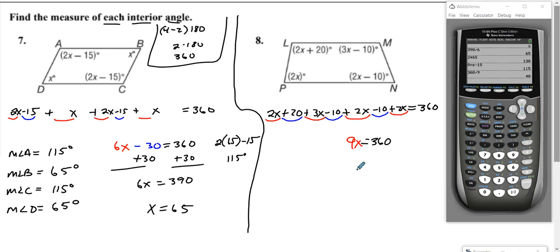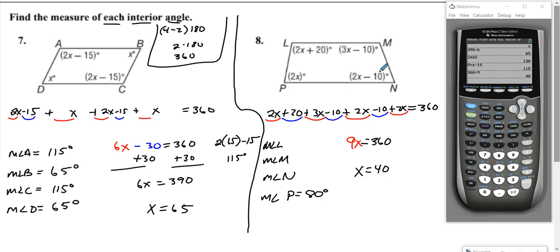Yeah, 40. X equals 40. All right, so now we need to list these angles off. Measure of angle L. Measure of angle M. Measurement of angle N. And measurement of angle P. So I'll do P first. 2 times X. X is 40, so angle P would be 80 degrees.